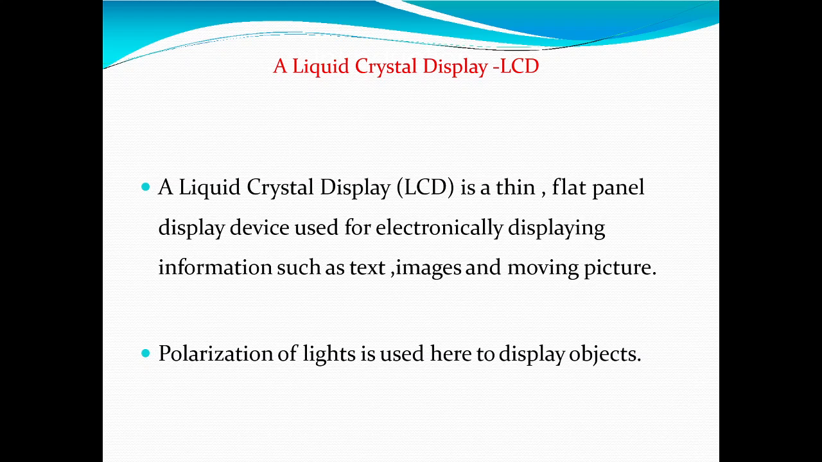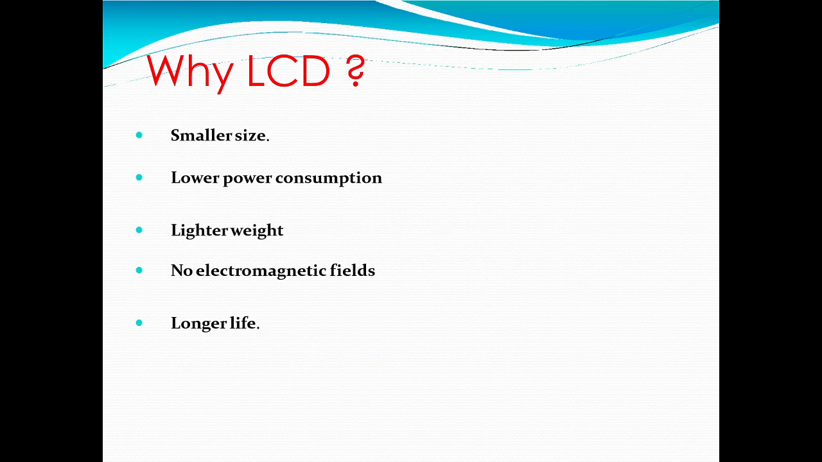So there are lots of applications of this LCD, and the main thing in LCD is that polarization of light is used here to display the object. Then why use LCD? First of all, smaller size. As we know, LCD occupies approximately 60% less space than CRT, so we can say it comes in a smaller size and occupies less place.